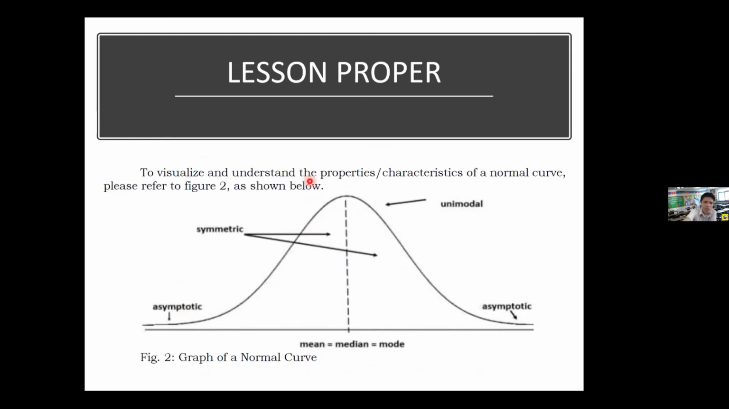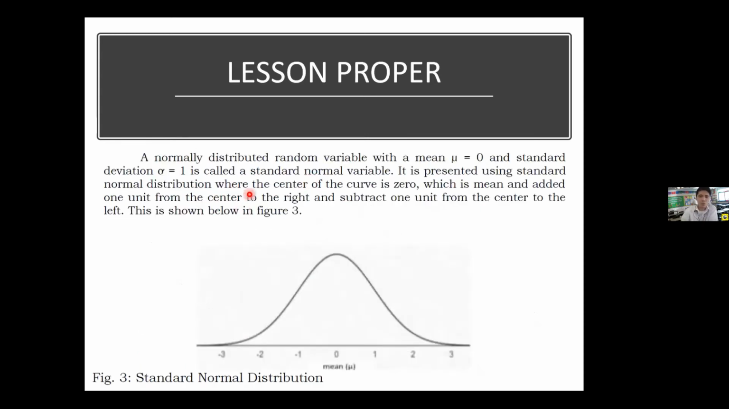And again, this is just a review because na-discuss na ni sa inyo, especially sa mga taga RS, sa grade 9. So a normally distributed random variable with a mean mu equals to 0 and the standard deviation is 1 is called standard normal variable.